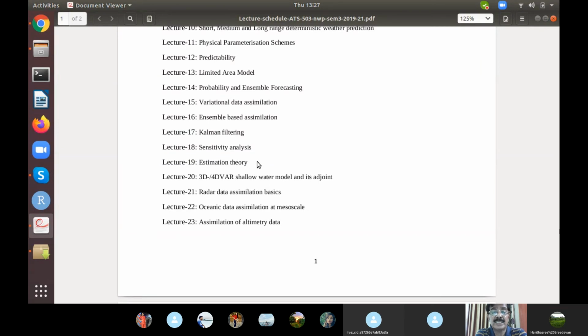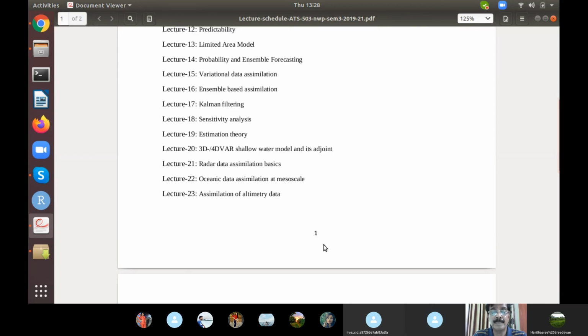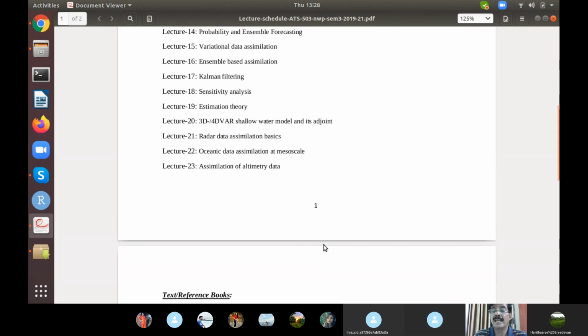I'll just talk about the basics because again this is a vast subject. Ocean data assimilation also we shall talk about, the basics, which is again another subject mostly done by the ocean modelers, especially at INCOIS, a very strong group which works on ocean data assimilation. The assimilation of the altimetry data, we shall talk about that a little bit. So with that, your NWP and data assimilation course will complete. Okay, this is the lecture plan.